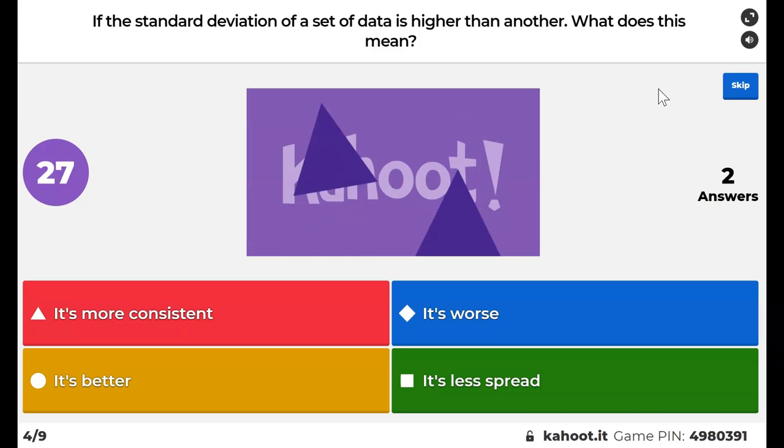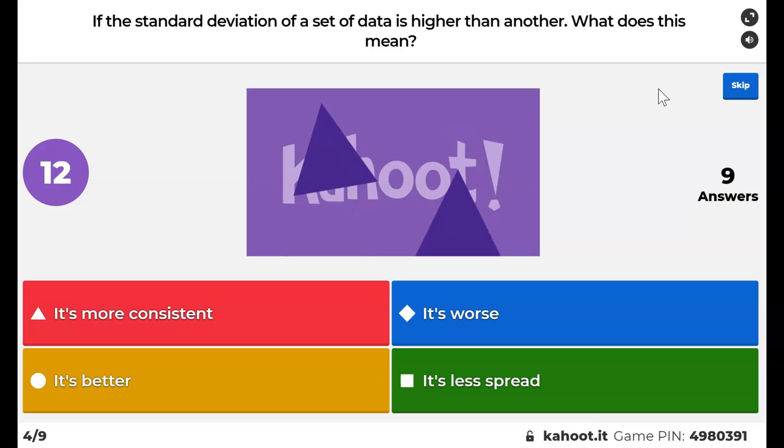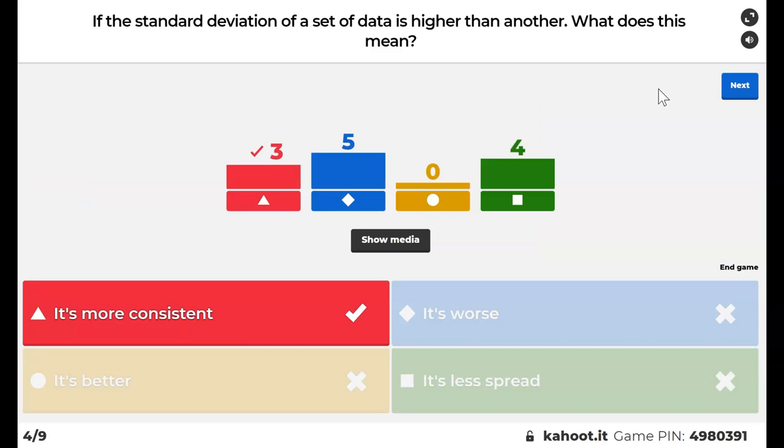So if the standard deviation of a set of data is higher than another, what does that mean? Whoops, sorry. Press red, I'm sorry. That was my fault. I think I meant to put it's less consistent, sorry. Whoops, sorry about that.